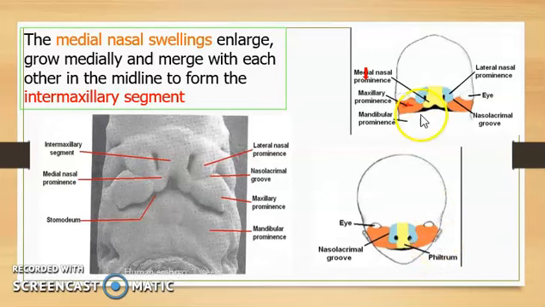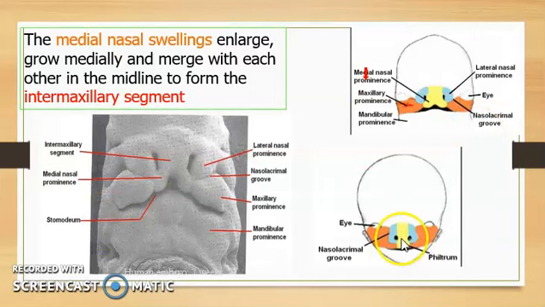You see the medial nasal prominences moving medially, and they enlarge and merge with each other to form a segment called the intermaxillary segment. This segment is between the maxilla on each side. So this is the intermaxillary segment. It's formed by the fusion of the medial nasal prominences. And I've told you its derivatives, that is the philtrum of the upper lip and the bridge and tip of the nose.